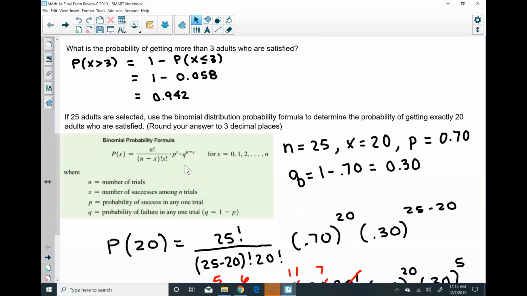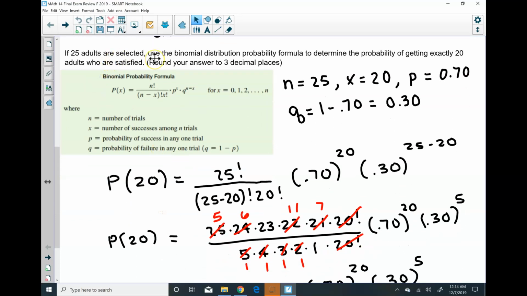Now, the last question here is saying that if 25 adults are selected, use the binomial distribution probability formula to determine the probability of getting exactly 20 adults who are satisfied, and then round your answer to 3 decimal places. Now, in this last question, you need to use the formula in order to find this result. And the binomial probability formula is given by the following, where n is the number of trials, x is the number of successes among the n trials, p is a probability of success in any one trial, and q is a probability of failure in any one trial, meaning 1 minus p would then equal q.